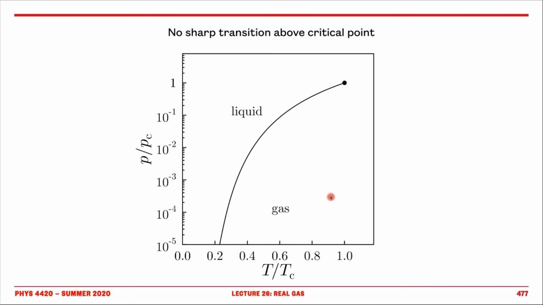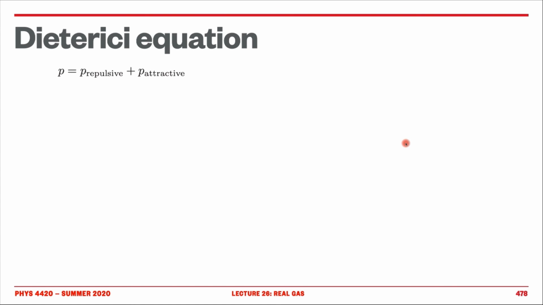So just to summarize, if we look at the critical point, we see that we have the coexistence on this curve here between the liquid and gas. We have the coexistence of liquid and gas, and then we can transform gas into liquid. But if we are above the critical point, there is no sharp transition anymore. So that's the way things work. This is just a summary of what we've done so far.